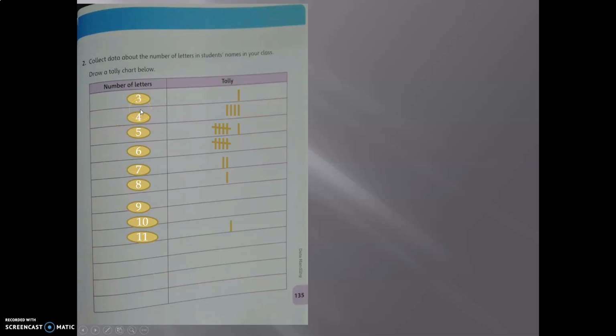So we discovered that those who have 3 letters in their name, only 1 person. Those who have 4 letters, they are 4 students. 5 letters, 6 students. 6 letters, 5 students. 7 letters, only 2 students. 8 letters, only 1 student. No one has 9 letters, and no one has 10 letters. And only 1 person has 11 letters in the name.